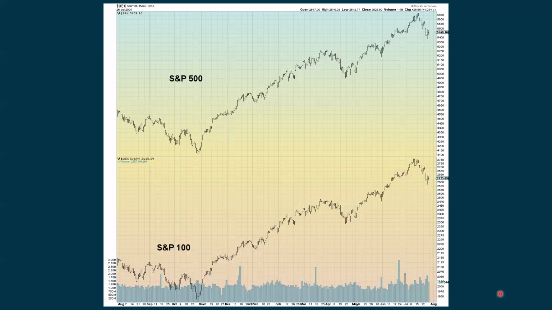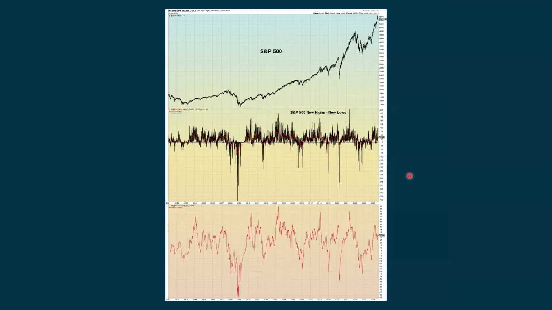Then we compare the S&P 500 with the S&P 100. It's the S&P 100, the bigger stocks that make up the S&P 500, that have really been driving both indexes higher. Now we're seeing them diverge a little bit with each other, where the S&P 500 is holding up a little bit better, where the S&P 100 is coming under a little bit more weakness. And that's being confirmed by what we see in other charts as well, with the QQQs and some other studies that I do.